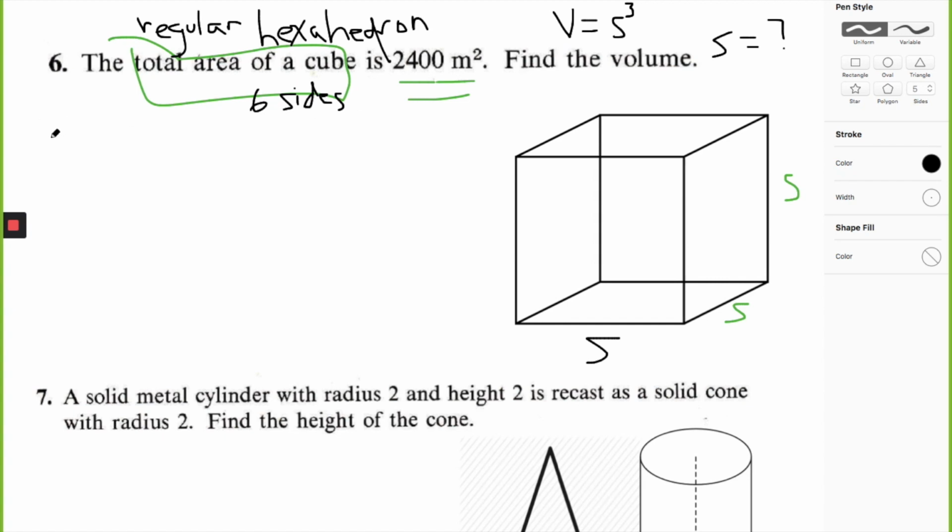Okay? So the key to this problem is that you're given the 2,400 square meters as the surface area for the whole cube.